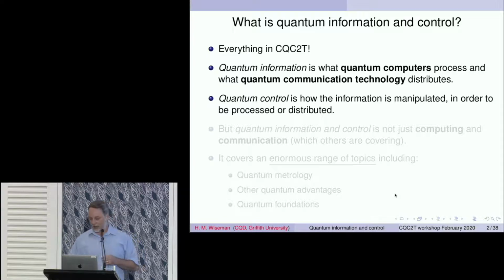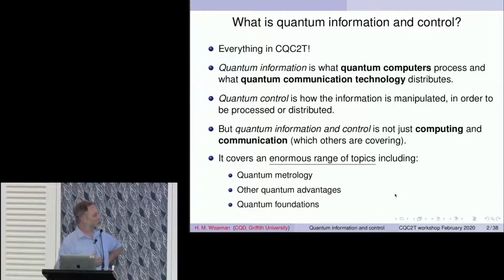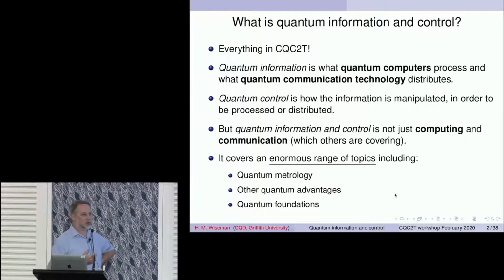But quantum information and control is much more than just quantum computing and quantum communication. So my philosophy for this talk is that other people are talking about quantum communication and quantum computation. In this talk, I want to talk about some of the things which are not those topics, but which fall under quantum information and quantum control. This is really an enormous range of topics. To pick a few that I'm going to look at, it includes quantum metrology, other areas where there exist quantum advantages, and quantum foundations.